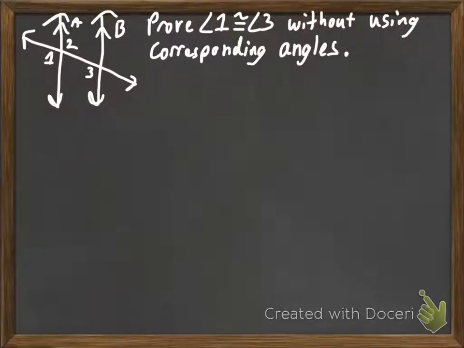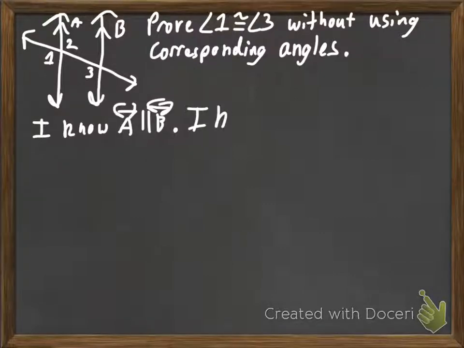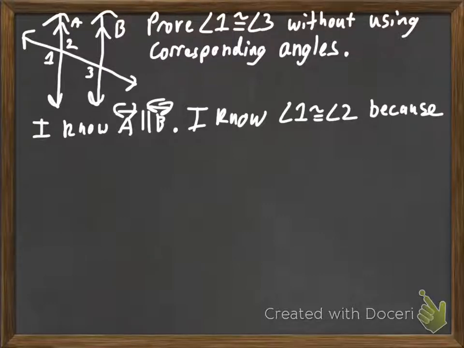So we started with, I know that line A is parallel to line B. So let's just say that again to start. I'm not going to do the star or whatever. There. I also know, and there's different ways you could do this, I know angle 1 is congruent to angle 2 because of vertical angles.